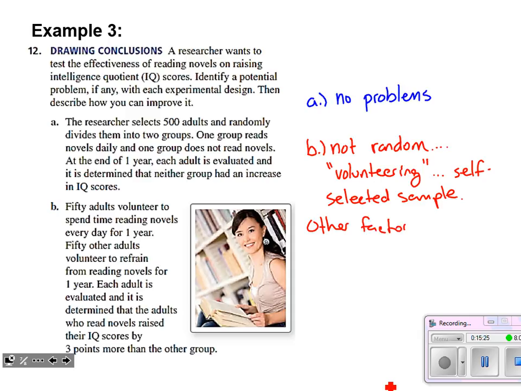Other factors may be influencing the IQ score. Okay, so maybe the people that are reading novels, maybe they're the ones that are, I don't know, doing other activities and things like that, where the people that are voluntarily not reading, well, maybe they're not doing a whole lot outside to raise their IQ scores either. There are too many variables at play, and the fact that we have that self-selected sample, definitely not as good of an experiment. And again, a nice comparison between a well set up experiment and one that definitely has a lot of holes in it.